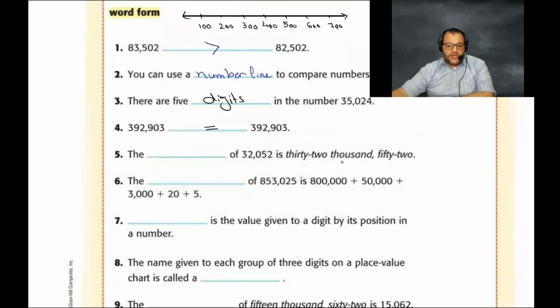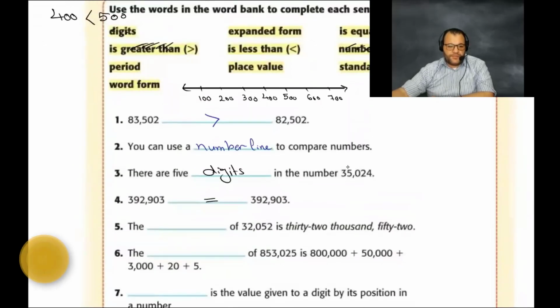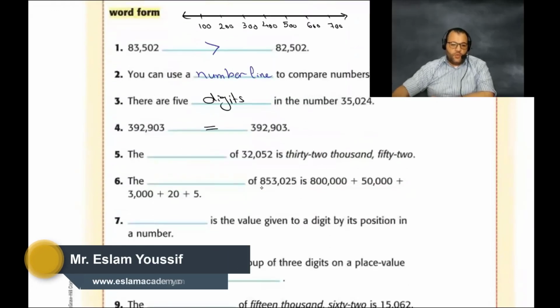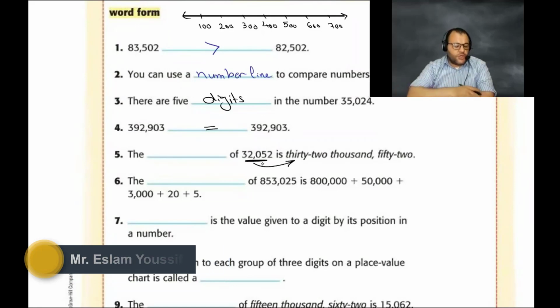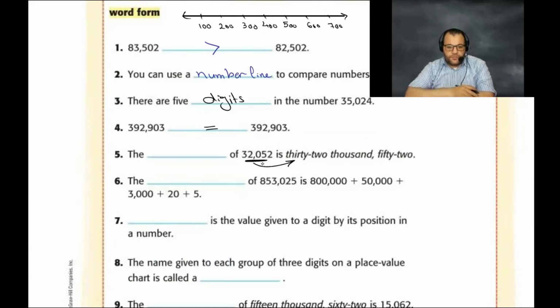32,052. When we write this number in this form, what is the name of this form? If you want to write this number in that form, that's called word form. Okay, thanks. So we need the next one.